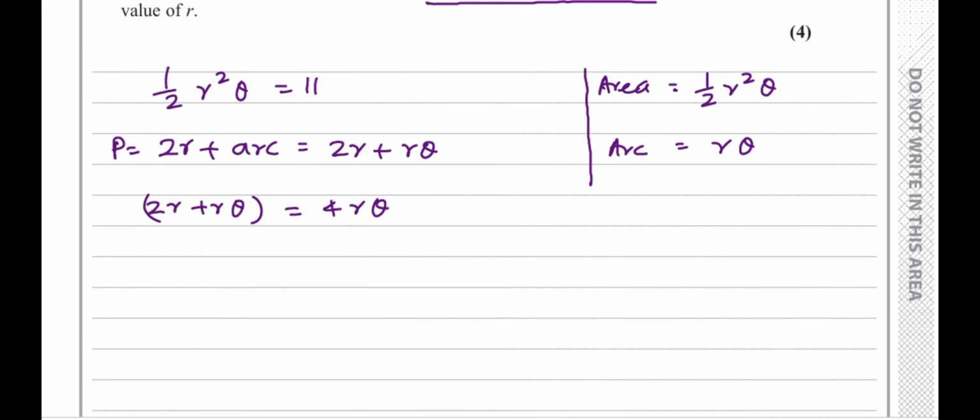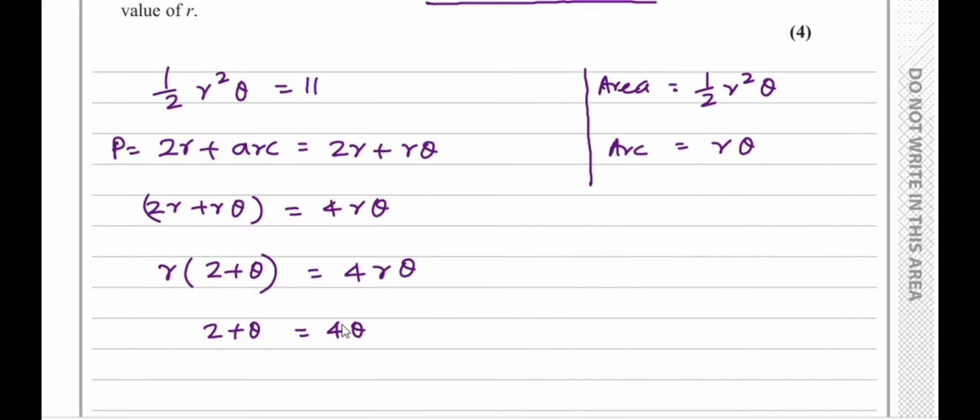So the strategy for this question is, from this equation, we can find the value of theta, and then putting that into the area equation, which is equal to 11, we will be able to find the value of r. So here, let's factorize the r out. So r bracket 2 plus theta is equal to 4 r theta. And in the next step, we'll divide both sides by r. So we get 2 plus theta is equal to 4 theta.